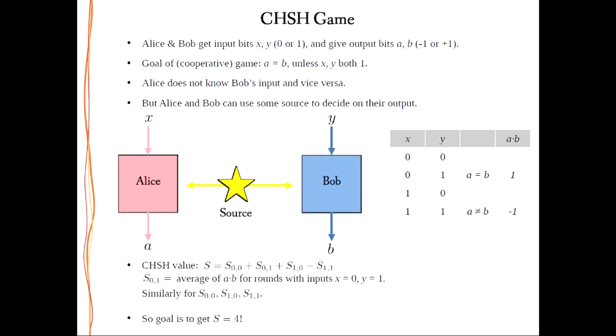Who wants to be Alice? You just have to write down plus or minus 1. It's not that hard. So you're Alice, you're Bob. Maybe you should agree on some kind of strategy. Okay. So Alice.